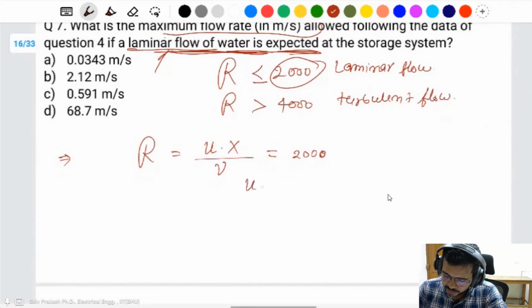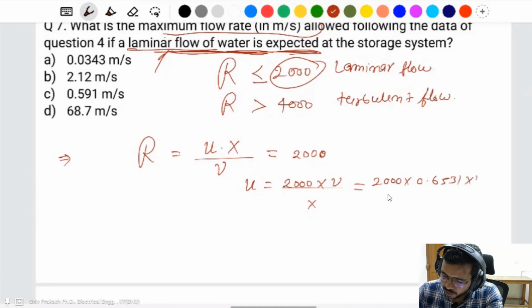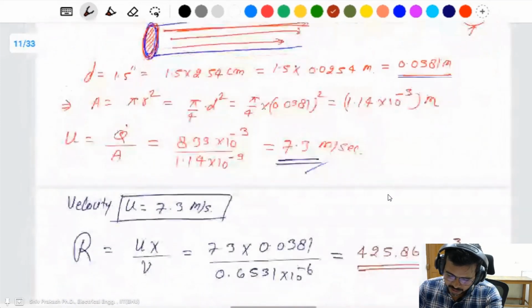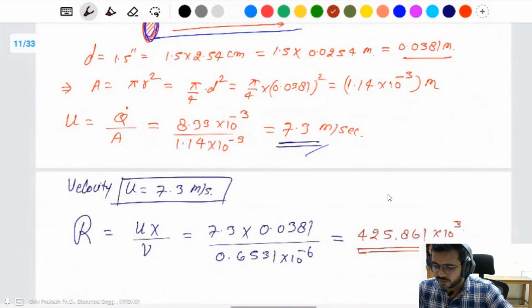Then what is the value of u? u is 2000 multiplied by viscosity divided by diameter. The viscosity is given, so u equals 2000 into 0.6531 into 10 to the power of minus 6 meter square per second, divided by the diameter. The diameter also will be calculated. This will be 0.0381 meter. And you can check the diameter is 0.03381.